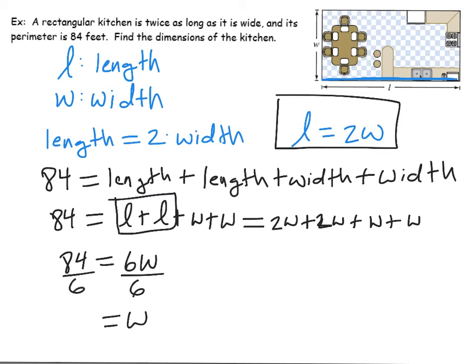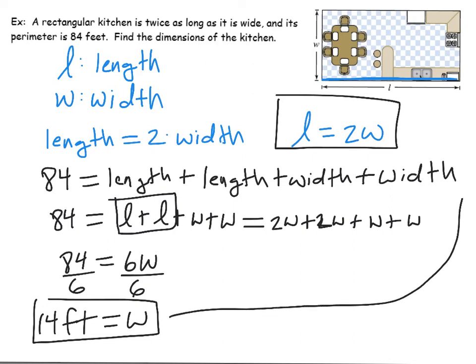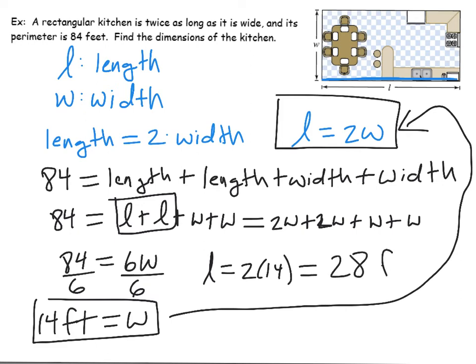Divide both sides by 6. And the width of the kitchen is 14 feet. Going back up to here, the length will be 2 times 14, which will be 28. Another great example of modeling. We just started with that paragraph about what's going on with the kitchen, and from taking that information and working our way towards an equation to solve, we figured out that the kitchen is 14 feet wide, 28 feet long.